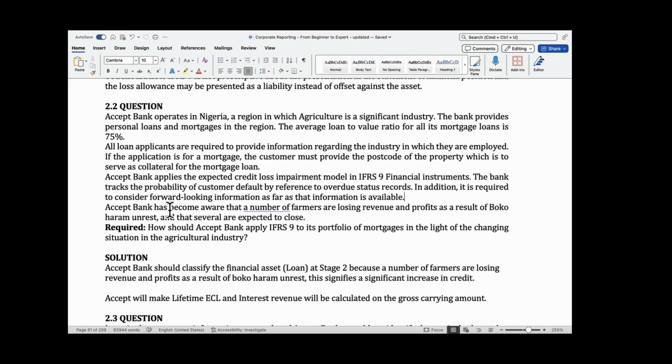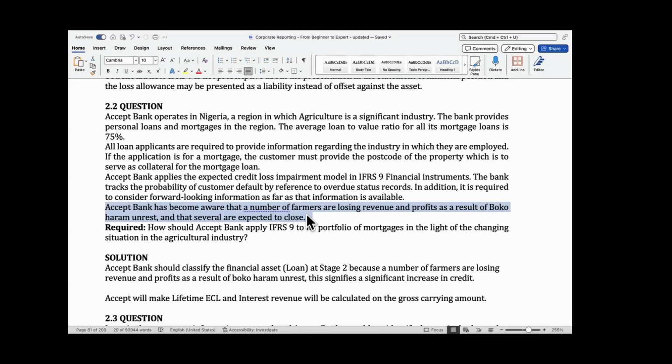Asset Bank has become aware that a number of farmers are losing revenue and profit as a result of Boko Haram unrest, and several are expected to close. How should Asset Bank apply IFRS 9 to its portfolio of mortgages in the light of changing situation in the agricultural industry? You see, this last paragraph already shows that there is tension in the environment where the people it is giving money to operate.